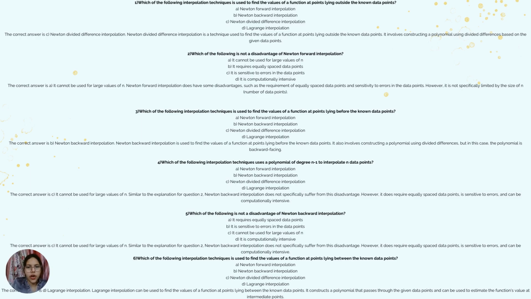Option A, Newton forward interpolation. Option B, Newton backward interpolation. C, Newton divided difference interpolation. And D, Lagrange's interpolation. The correct answer is C, Newton divided difference interpolation. Newton divided difference interpolation is a technique used to find the values of a function at points lying outside the data points. It involves constructing a polynomial using divided differences based on the given data points.